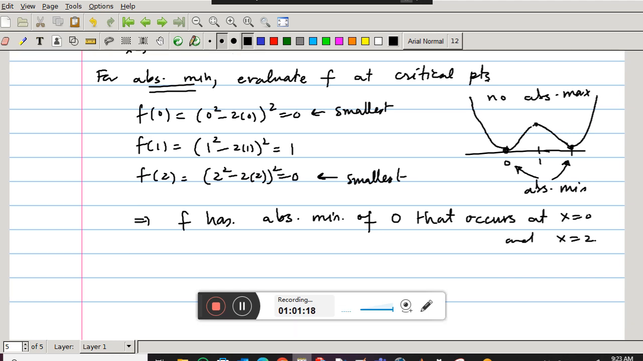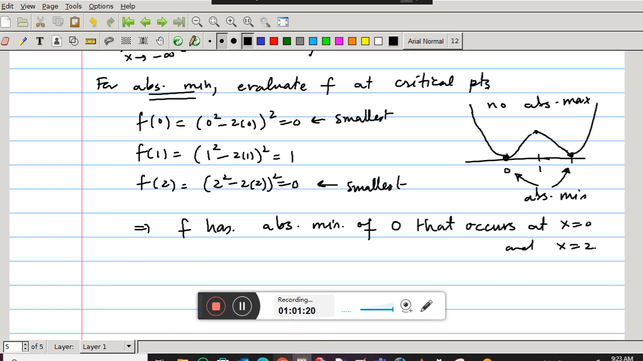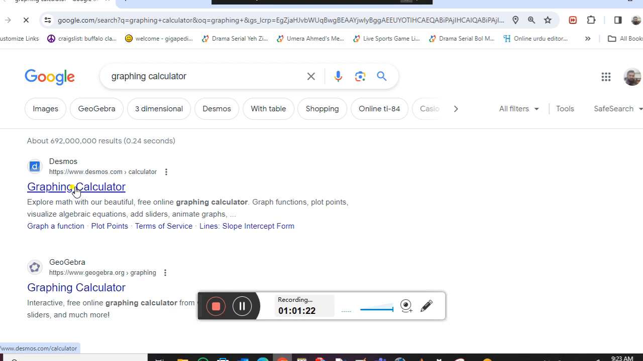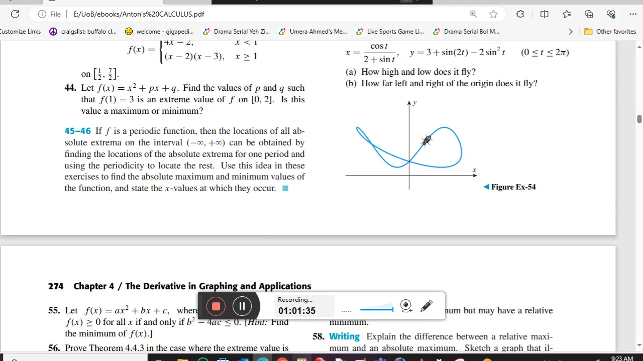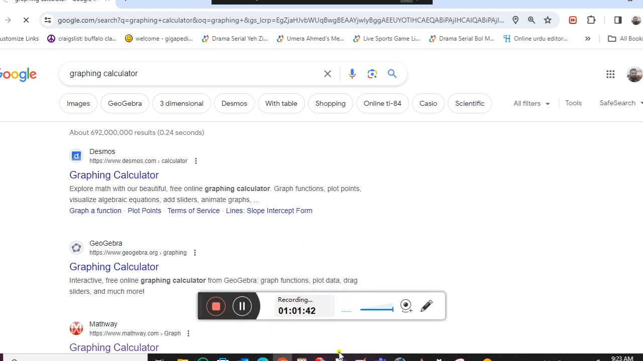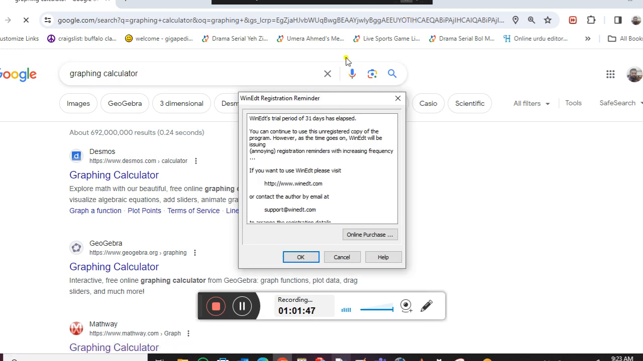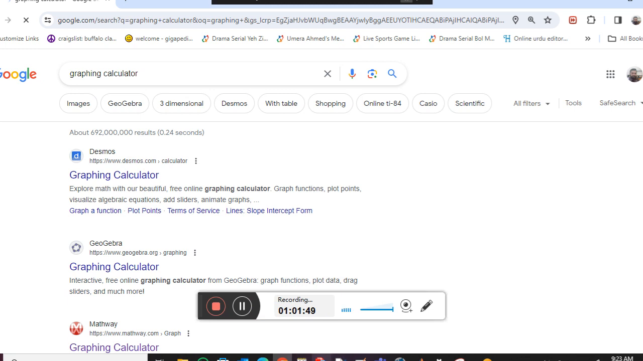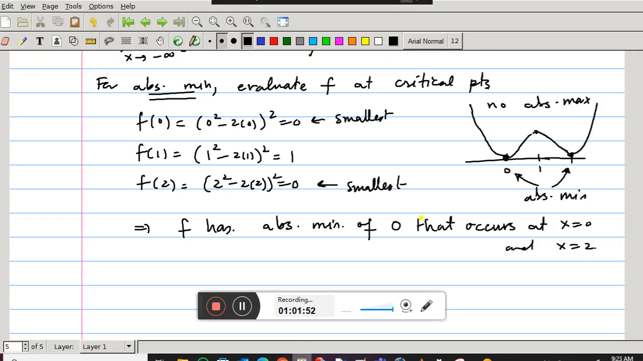If you can open the calculator, I can show you that the graph looks like what I made, right? We can enter the equation and it will show you the graph. And why will the graph be like that? Because I use the information that I collected.